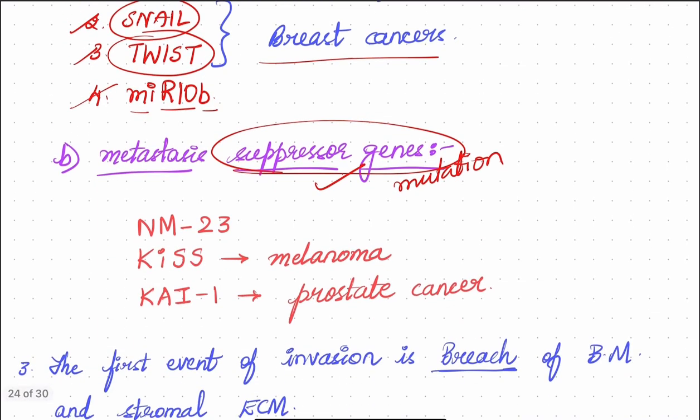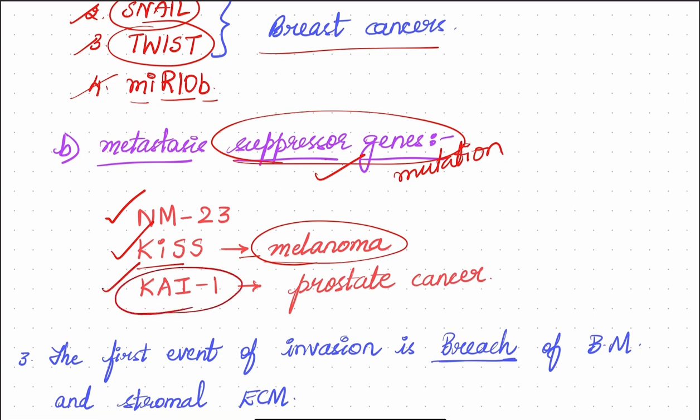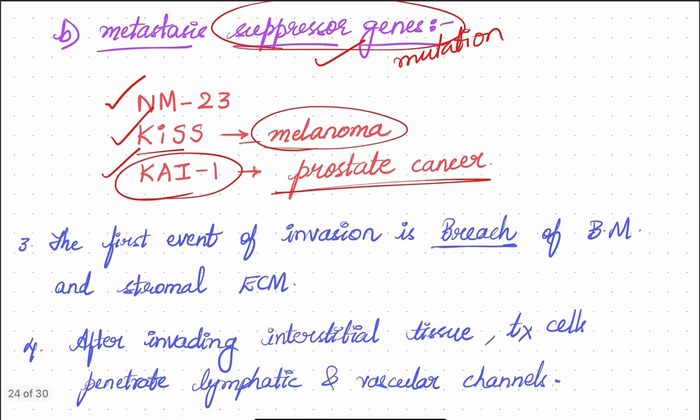And coming to a few examples of suppressor genes, mutation of suppressor genes promotes metastasis. A few examples are NM23, KiSS1 for melanoma. So mutation of KiSS1 promotes melanoma. Sorry, KAI1. It promotes prostate cancer. These are a few examples.